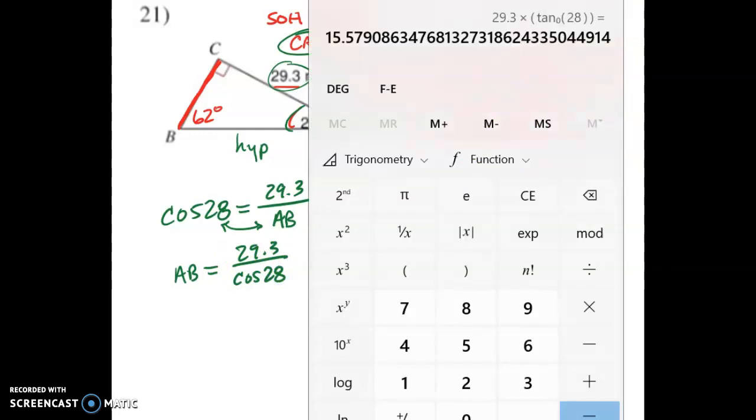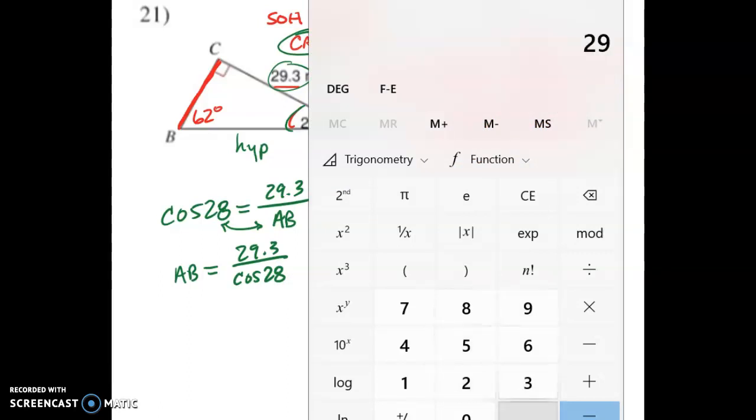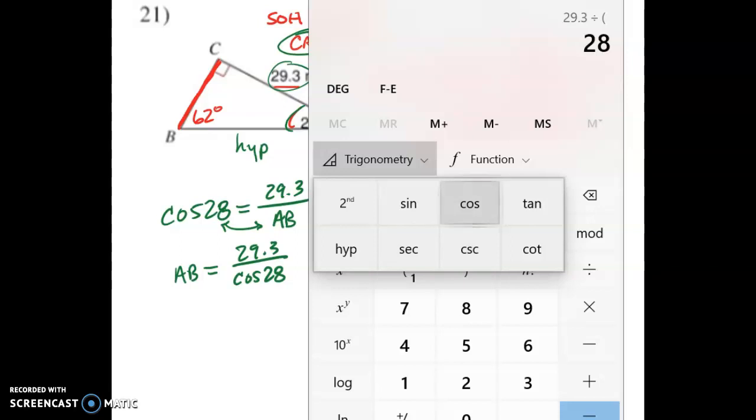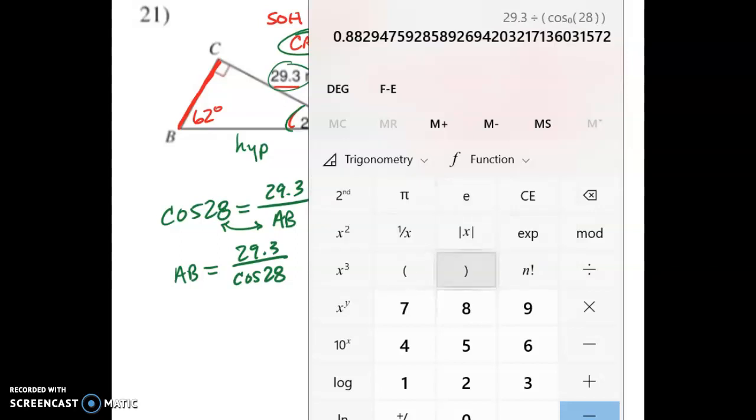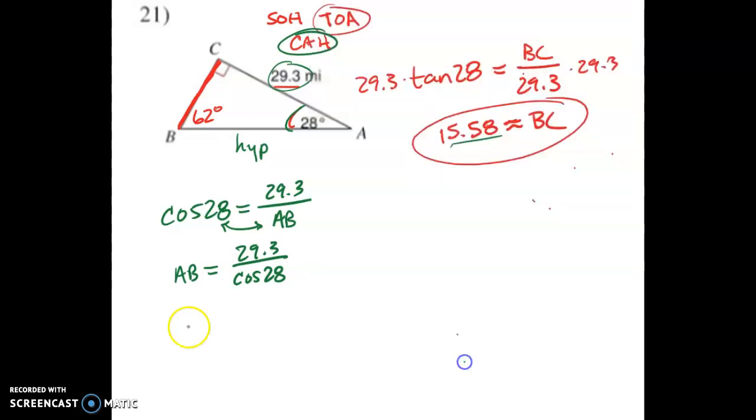Plug that into your calculator. 29.3 divided by, use your parentheses, I've got a 28-degree angle, and I want the cosine of that. Close your parentheses, check your syntax, 29.3 divided by the cosine of 28 is exactly what I want, so let's hit enter. We get about 33.18. So AB is equal to about 33.18, and I'm done.